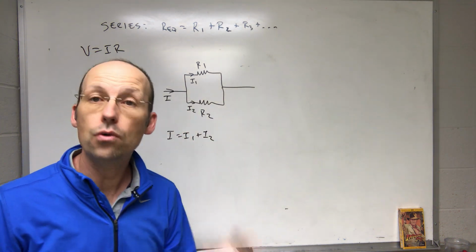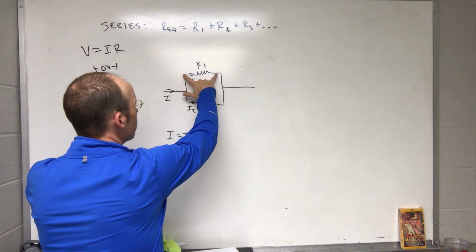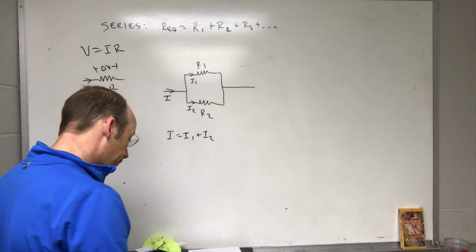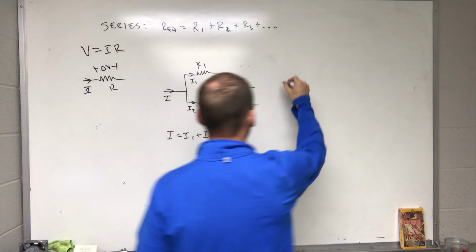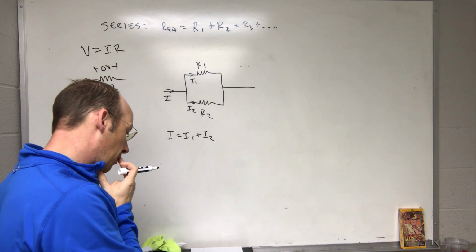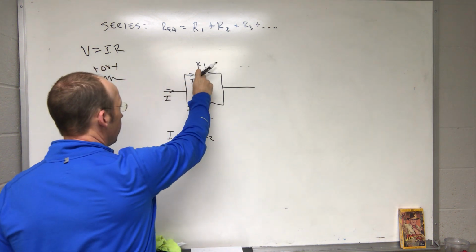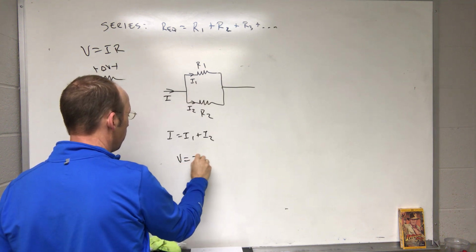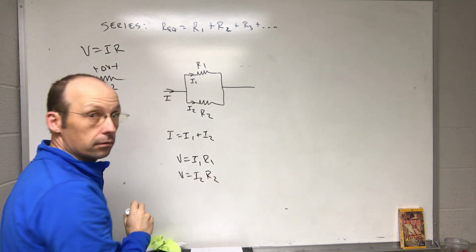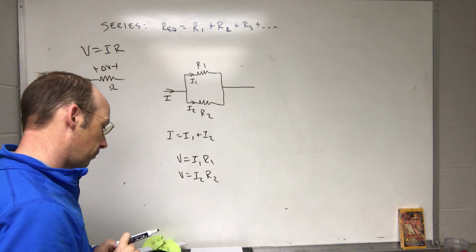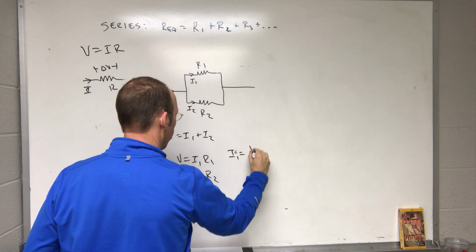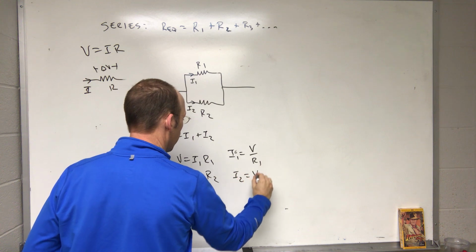But they do not have the same current. They do have the same voltage, the same potential difference. If I measure the voltage across this resistor, it has to be the same as that because there's nothing in between them. So let's write down Ohm's law for this. They have the same voltage. So for resistor 1, V equals I1 R1, and V equals I2 R2. If I solve for the current, that's what I want to do, I1 is V over R1, and I2 is V over R2.